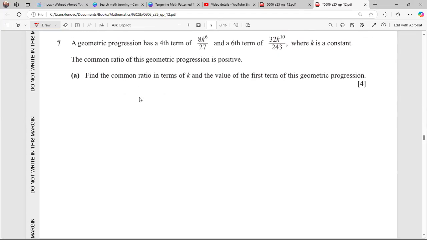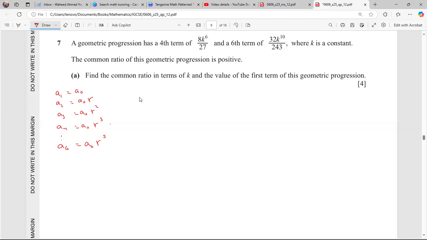Now let's do question number 7. A geometric progression has the fourth term like this and sixth term like this, where k is a constant. Find the common ratio. Remember in a geometric progression, the first term is, let's say, a0. The second term is a0 times r. The third term is a0 r power 2, and the fourth term would be a0 r power 3. And similarly, the sixth term is going to be a0 r power 5.